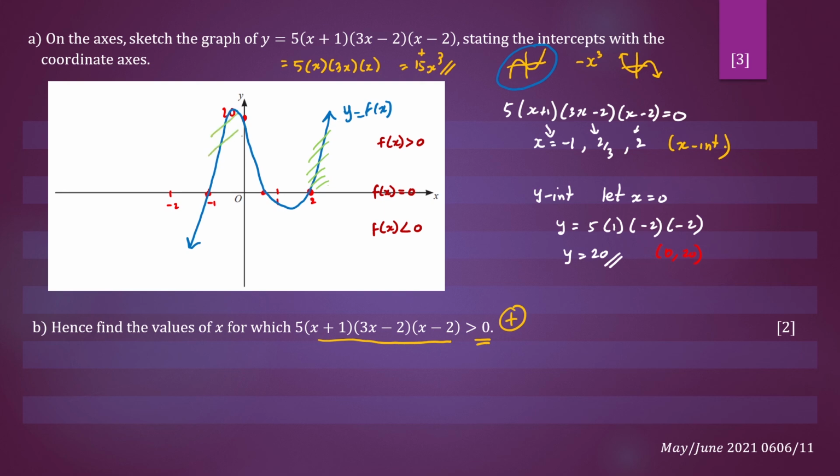and we see that here. And notice from our question, we must be greater than 0, which means we cannot include the x-intercepts in the solution. Observe the area shaded in green. We can see that one of the solutions will be x greater than 2. And the other solution is between -1 and 2/3. So these are the only parts of the graph where your polynomial is positive.